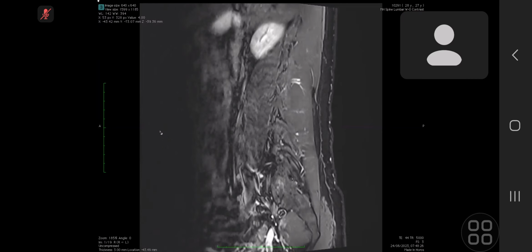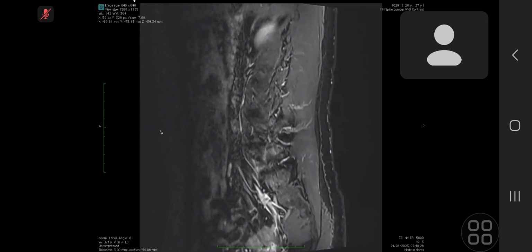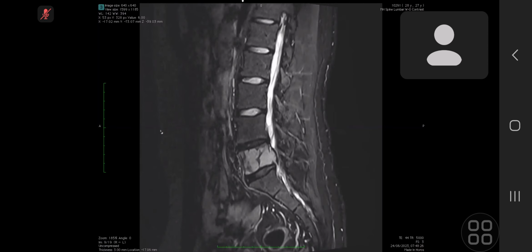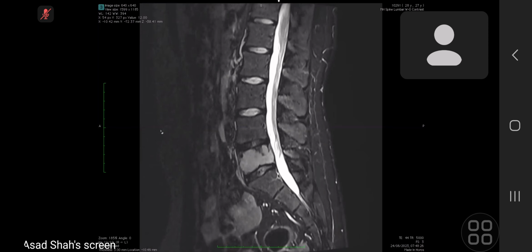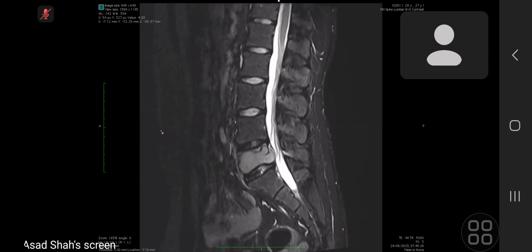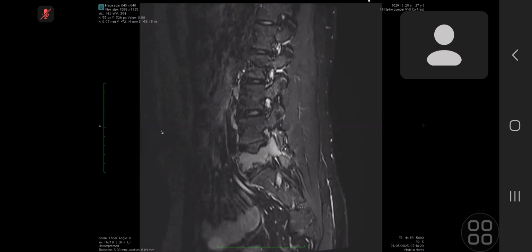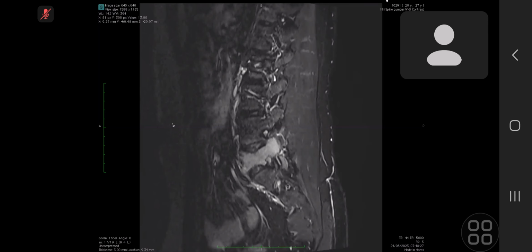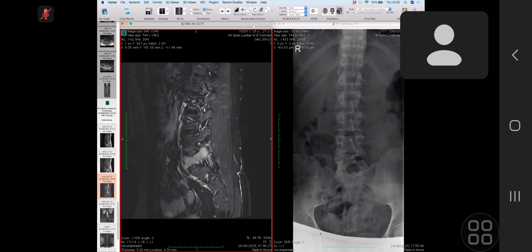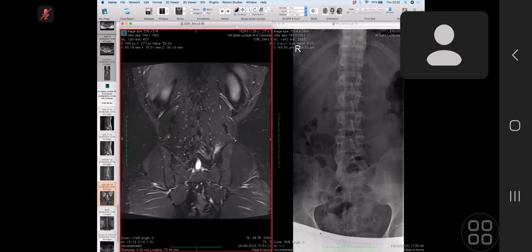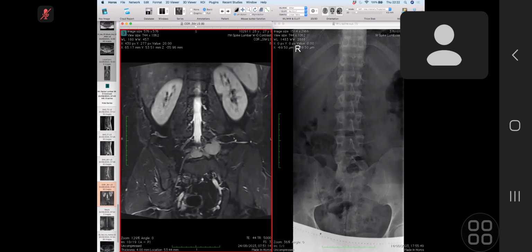There's hyperintensity of the L5 vertebral body causing mild expansion. I'm looking for any septation. It's causing some mild posterior indentation of the thecal sac area, but no cauda equina type presentation.